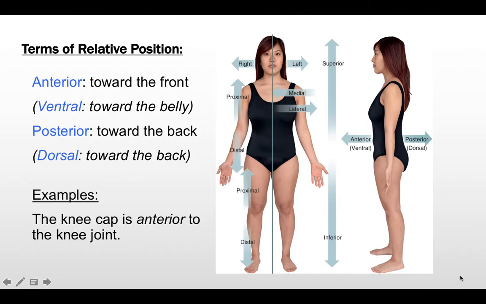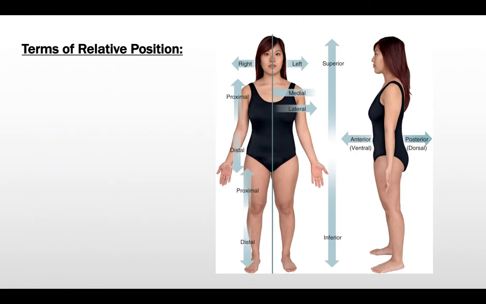The kneecap is anterior to the knee joint because it is in front of. And the kneecap is also ventral to the knee joint. It took me a second. I thought maybe I made a mistake in my video. So the kneecap is also ventral to the knee joint. You could say either. So for some test questions, there may be more than one correct response, which I know you guys love.